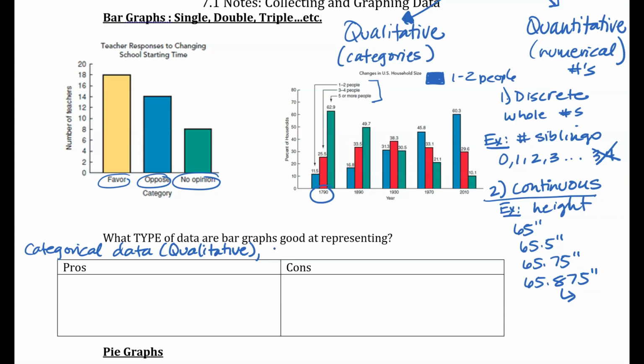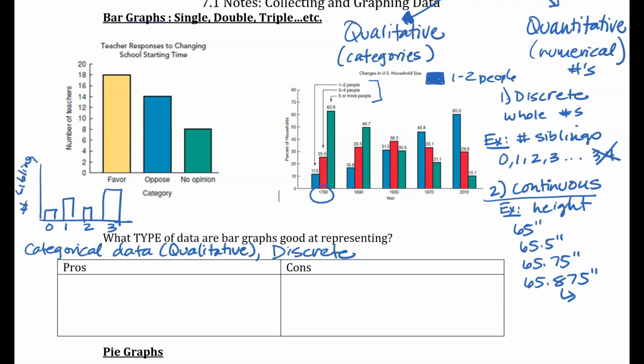I would say you could also graph discrete data. It's totally possible to make a bar graph where maybe you're graphing, like my previous example, how many siblings your class has. You could draw your axes and have 0 siblings, 1 sibling, 2 siblings, 3 siblings, and graph how many people in the class have each response. So this would be number of siblings. So it's possible to also graph numerical data with bar graphs.